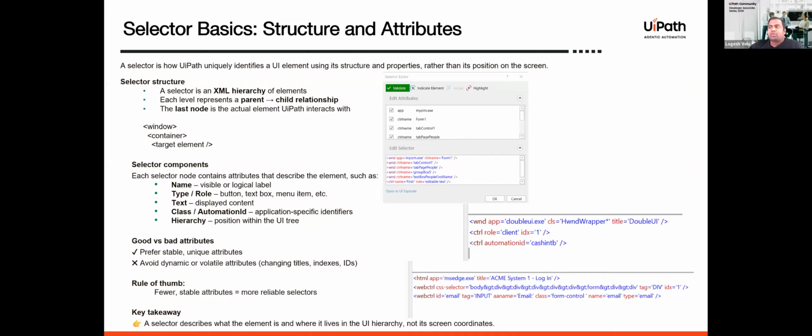So good versus bad attributes: prefer stable, unique attributes, those are good attributes. Avoid dynamic and volatile attributes, anything that is changing. Typically things like index, ID, titles, those kind of things will change.